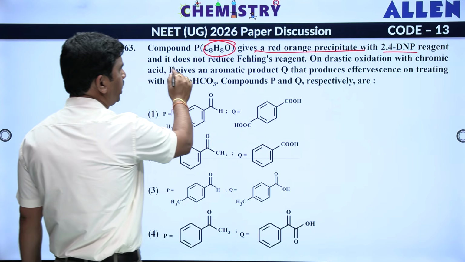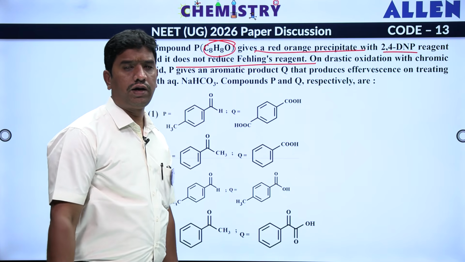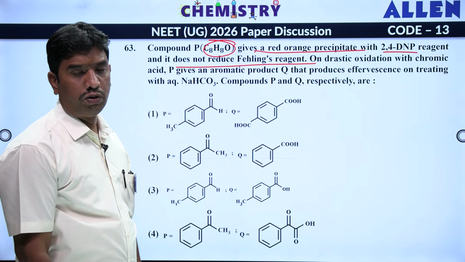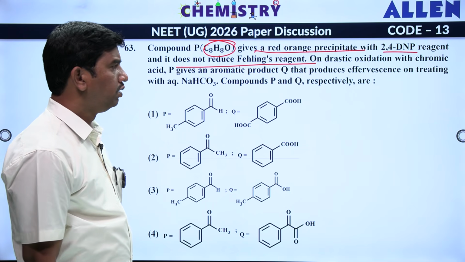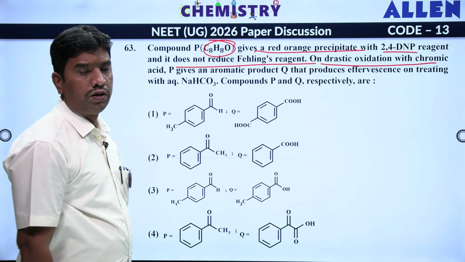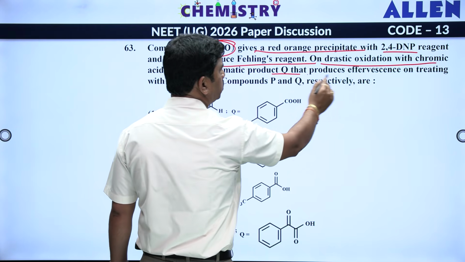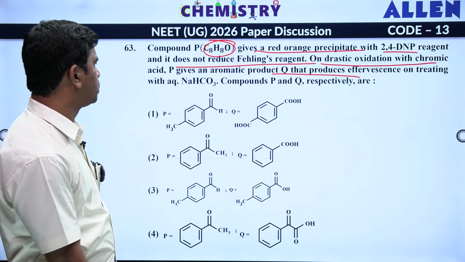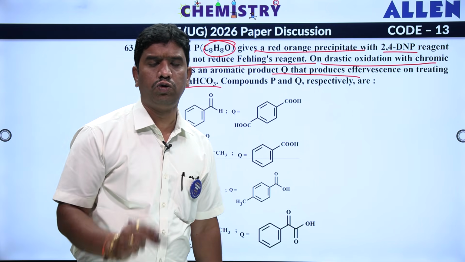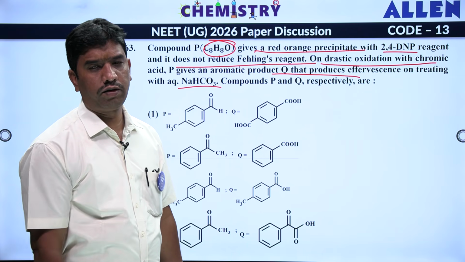Then it does not reduce Fehling's reagent. Usually ketones cannot reduce Fehling's reagent, and aromatic aldehydes also cannot reduce it. On drastic oxidation with chromic acid, it gives an aromatic product Q that produces effervescence on treating with sodium bicarbonate. That means the final product must have a carboxylic acid group, and only then will it give brisk CO2 evolution with sodium bicarbonate.